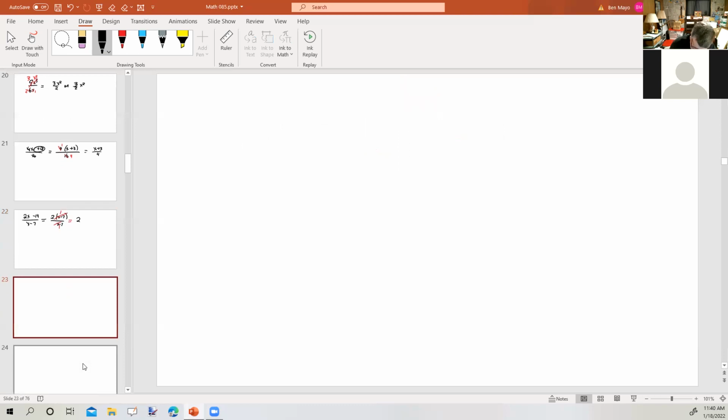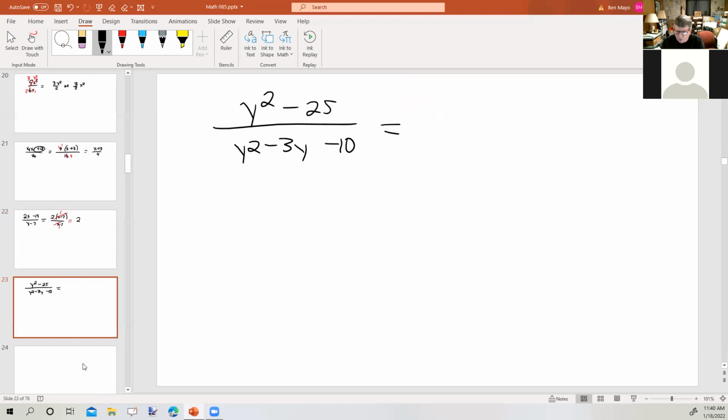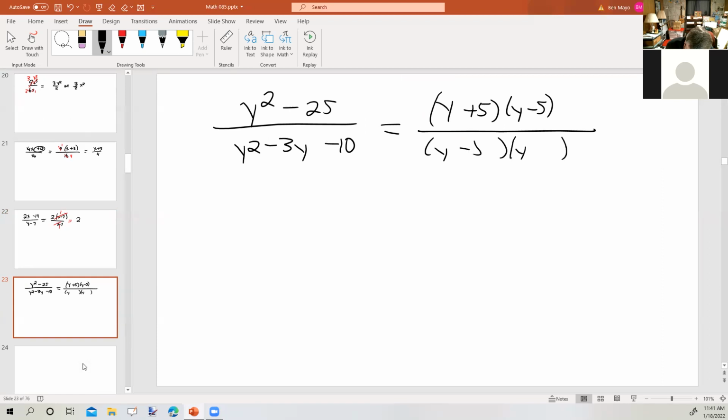All right, let's take a look at this one. Y squared minus 25 over y squared minus 3y minus 10. Y squared over y squared, you can't do that. Y squared over 3y, you can't do that. 25 over 10, you can't do that because they're all terms. But we could turn them all into factors by factoring the numerator and factoring the denominator. I get this. Now I can reduce out common factors. So my final answer becomes y plus 5 over y plus 2. And I can't reduce the y's in that final answer because the y's are not factors, they're terms.